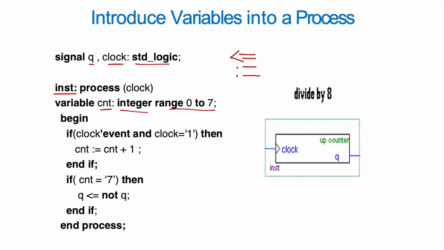Right. So we've got if clock event, again the rising edge of the clock. If we're looking for the falling edge, this would have been 0, right? So if clock event and clock equals 1, then we want to increment the value of count, and then of course we end if, and we keep counting. If the count is equal to 7, then we want to invert the value of Q. So it's just a divide by 8 counter.